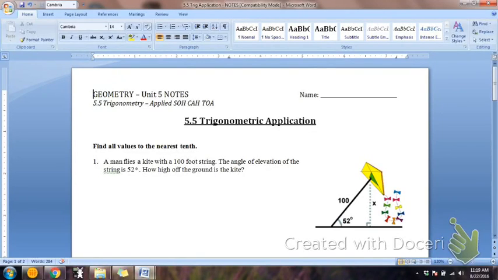How high is the kite? It's already been set up for you. So let's, again, remember we're using SOHCAHTOA, and I hope you wrote that down somewhere on your page so you can remember which ones you're talking about.